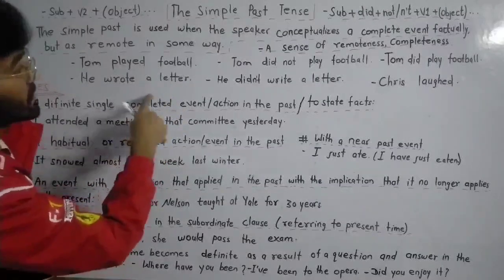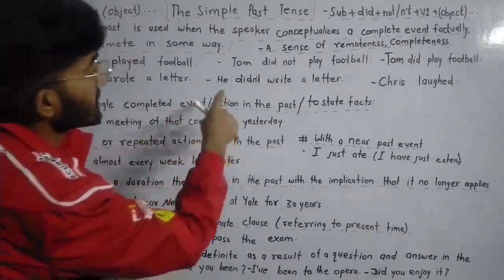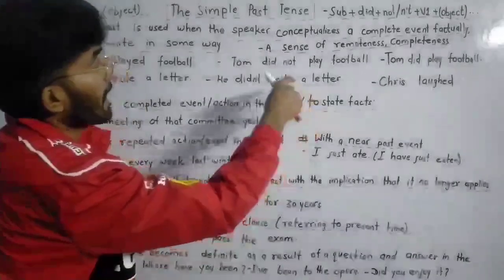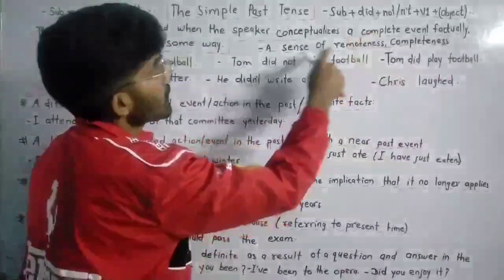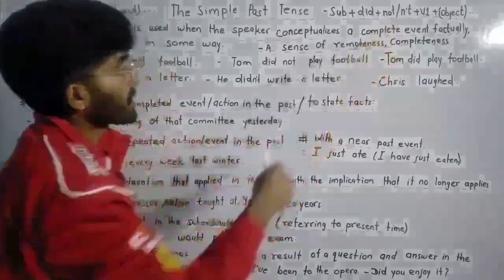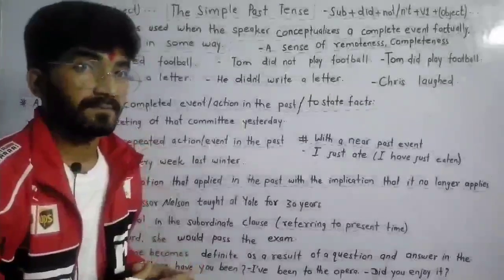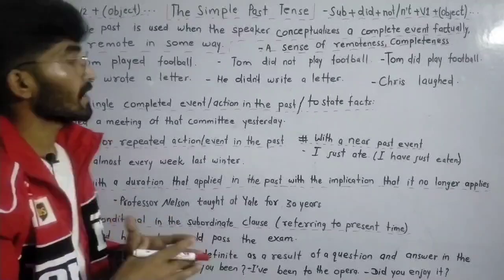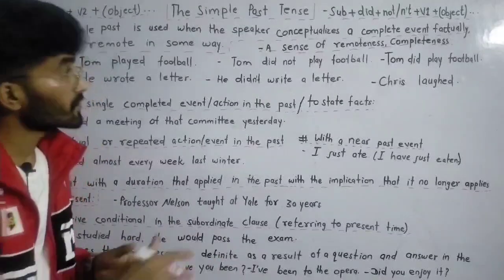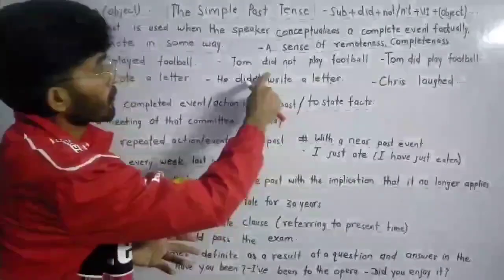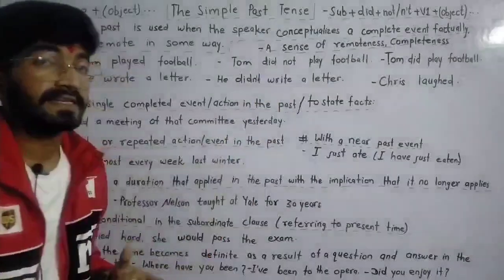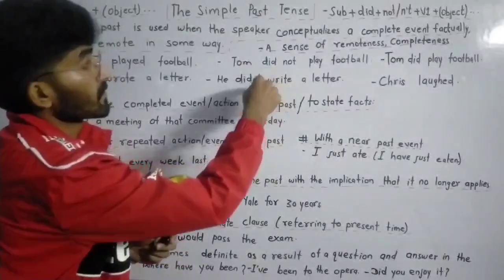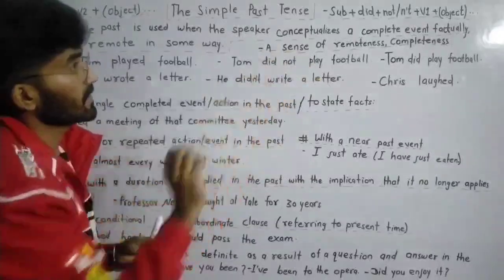While changing this sentence into negative, you can see: he didn't write a letter. Either did plus not or did plus n't. We can use an abbreviated form or short form. While speaking and writing informally, we use this formation, and while writing formally, in academic writing, the full form is used. While speaking, you can use either of them.